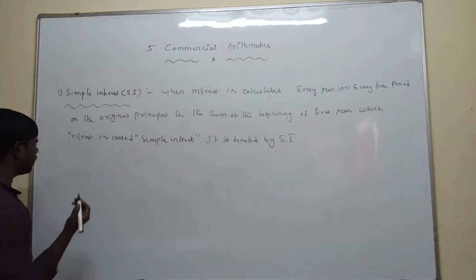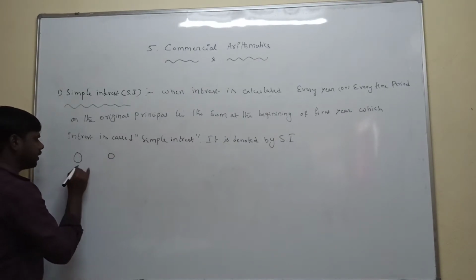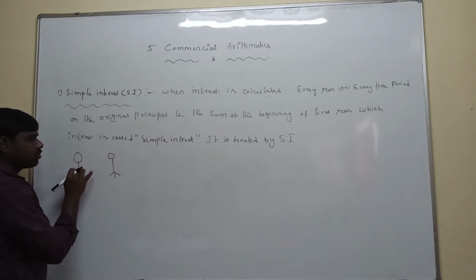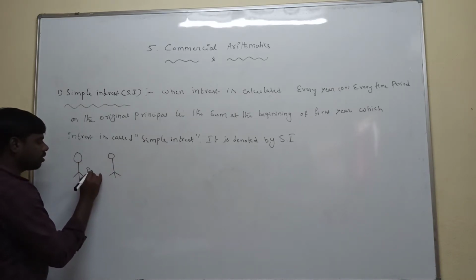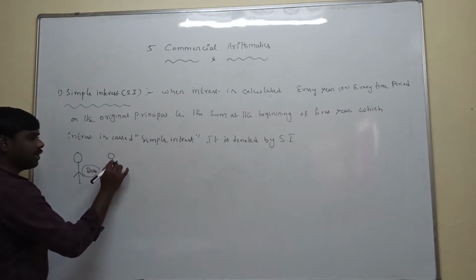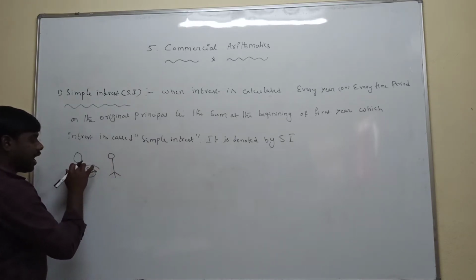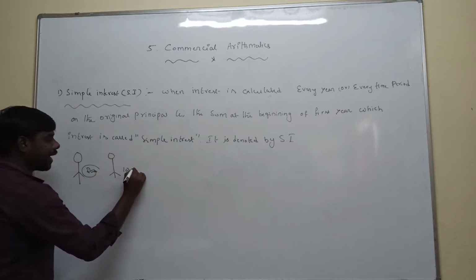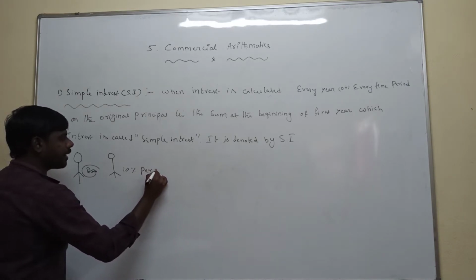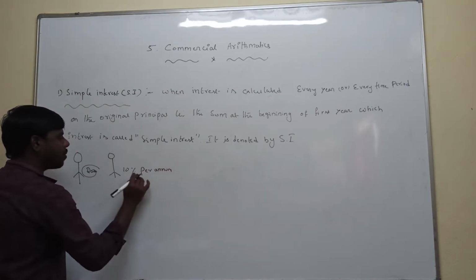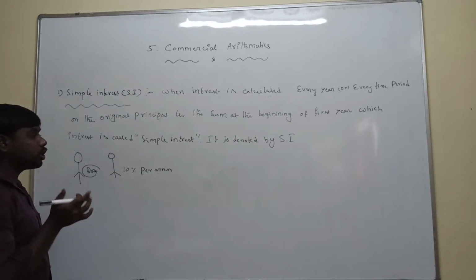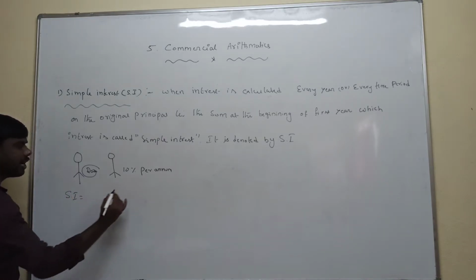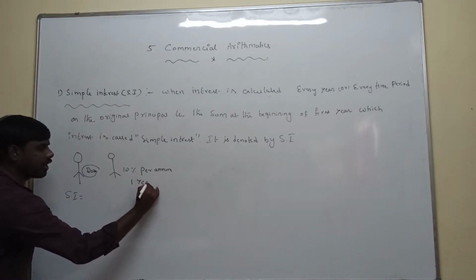For example, suppose there are two persons. One takes 2000 rupees from a friend. He asks, give me 2000 rupees. The friend says 10% per annum. 10% per annum means per year, 10 percent. Now we are calculating simple interest. Suppose the time period is 1 year.